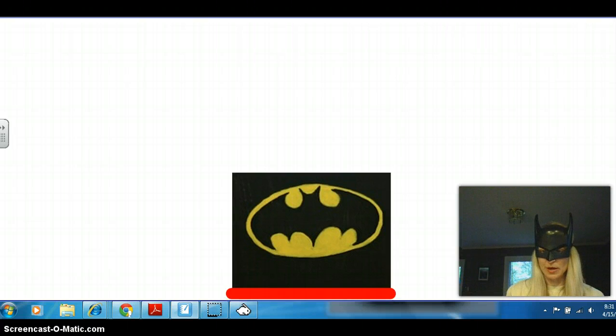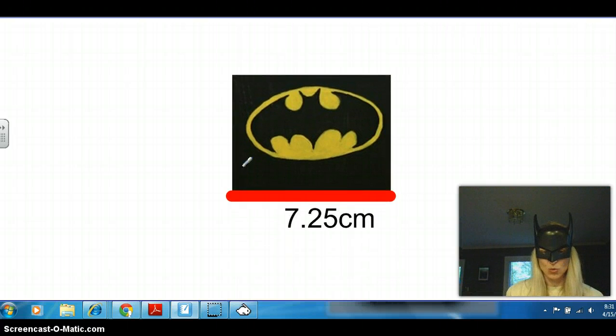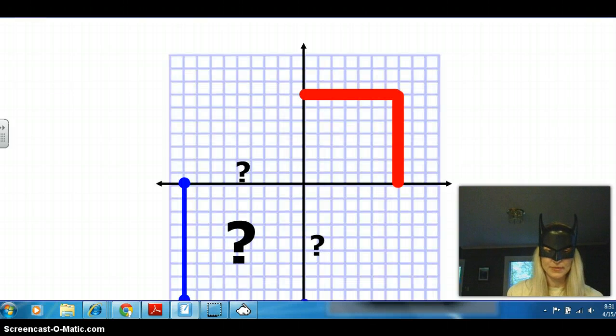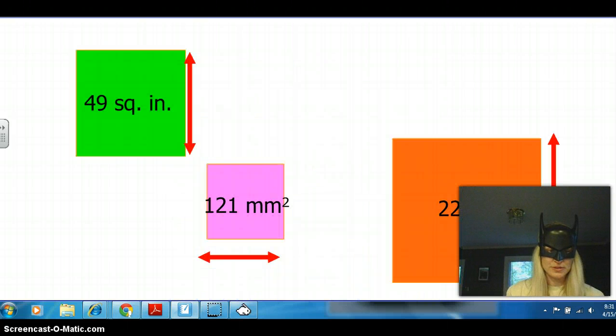Here is my Batman box. It has a square, and one of its lengths is 7.25 centimeters. Please find the area of this box in your notes. Pause and do it. Here we have some more boxes. We're going to skip that.